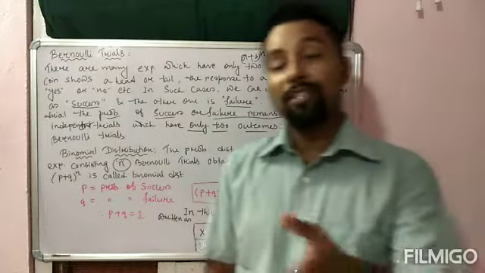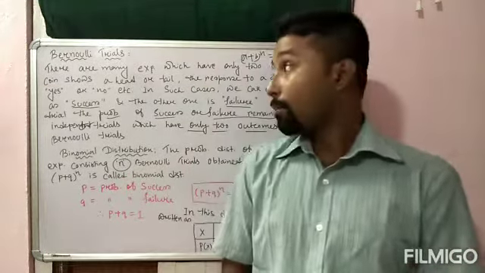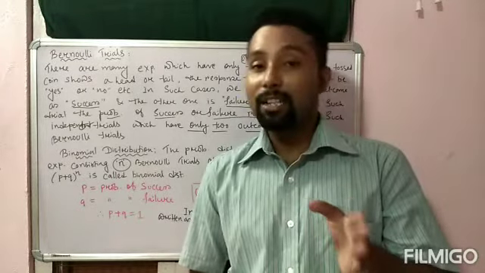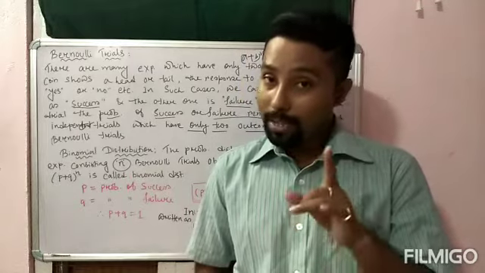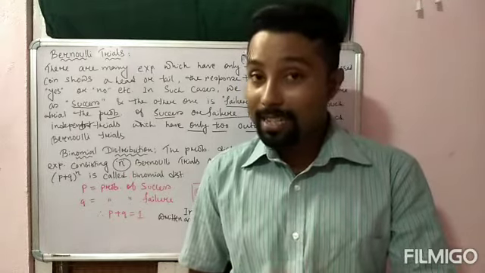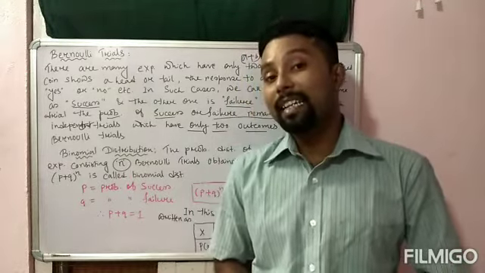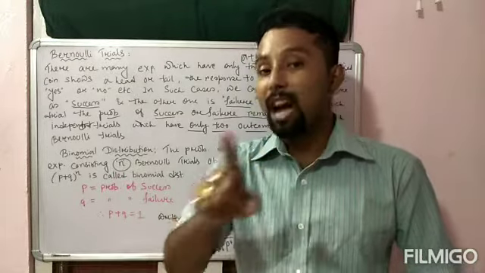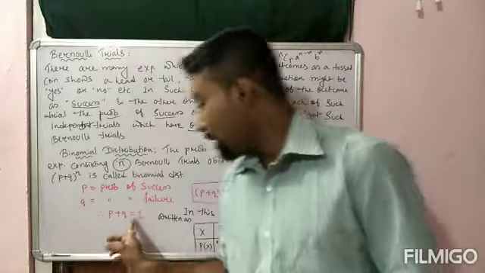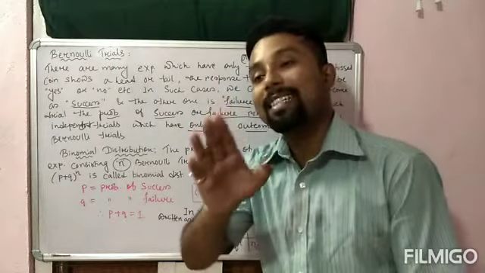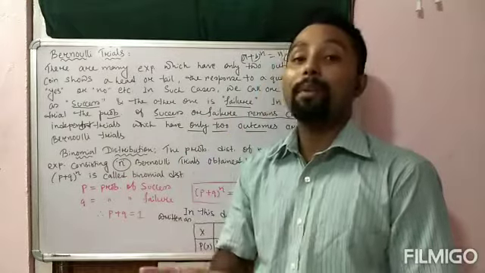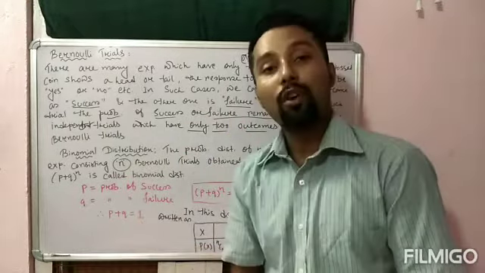That's why if you toss a coin and your probability of getting a head is 1 by 2, the probability of getting a tail is also 1 by 2. So probability of getting a head you can consider as success, probability of getting a tail you consider as failure, then half plus half is 1. Okay, so p plus q must be 1. That means probability of success plus probability of failure is always equal to 1.